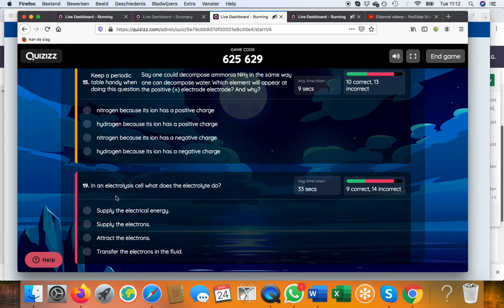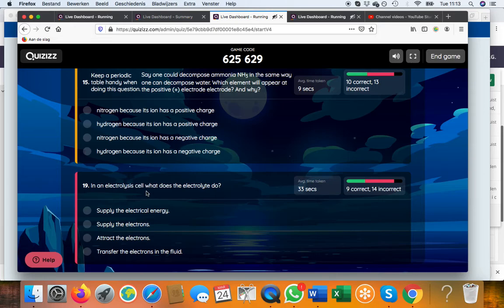Which reads, in an electrolysis cell, what does the electrolyte do? This was a question you could have known by studying the book. Perhaps it wasn't said that clearly in the presentation. If you go to the book, and in the meantime I'm going to grab my book, you go to unit 6.1. There you see in figure 6.1.1 the key parts of the electrolysis cell. And there you see the electrolyte is basically the fluid, the liquid in the beaker, and that will transfer the electrons in the fluid.